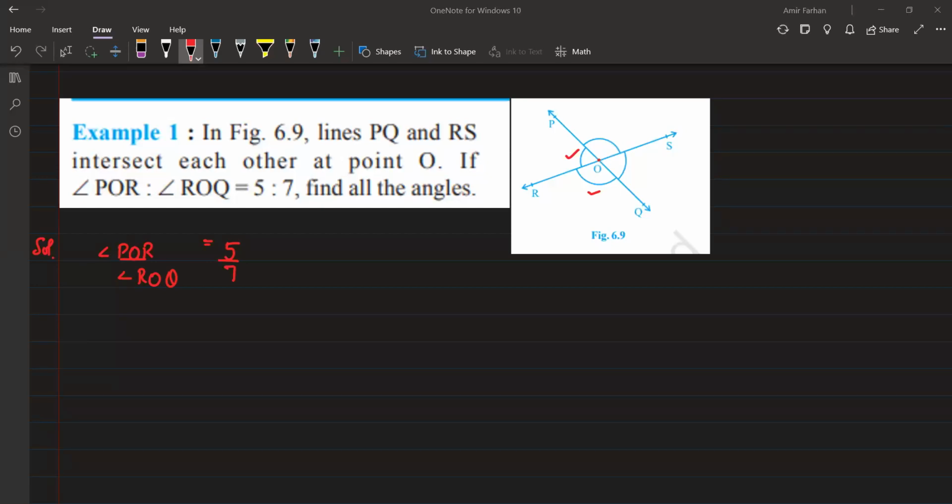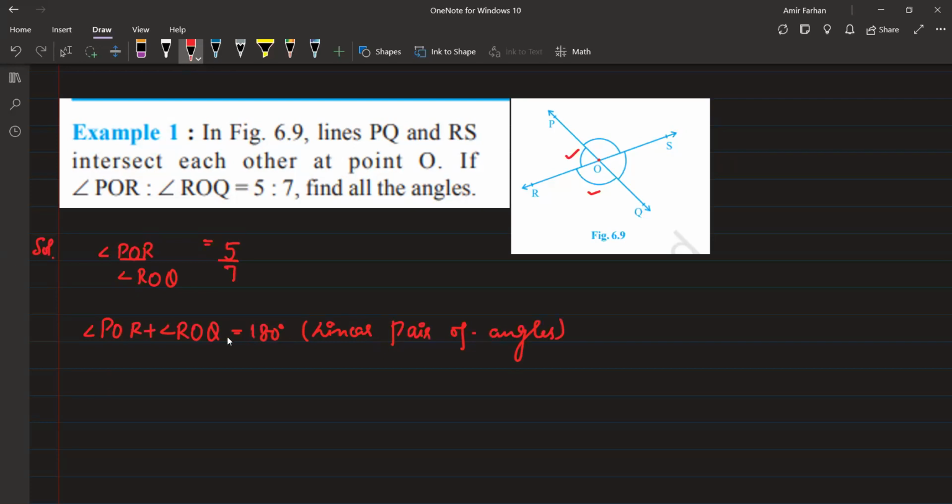Okay. Very good. So what you will do? Just write angle POR plus angle ROQ is equal to 180, linear pair angle. Yes or no? Yes. You have to write on the side in a bracket what theorem, what concept you are using in the exam, so that the teacher can also understand what you are basically doing. Clear? Yes. Okay. That's great.